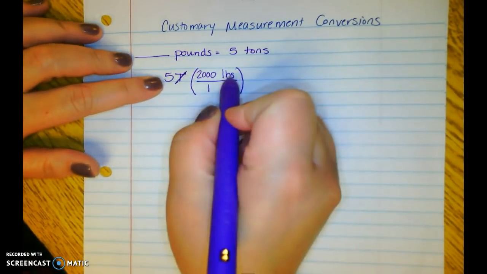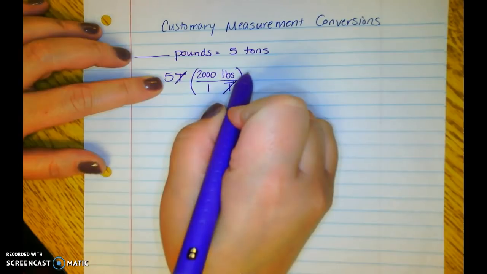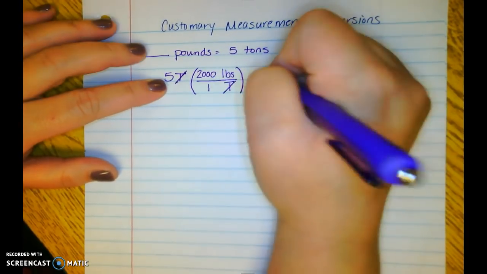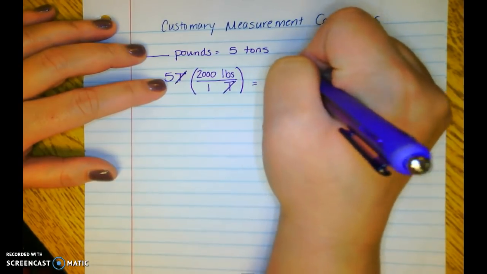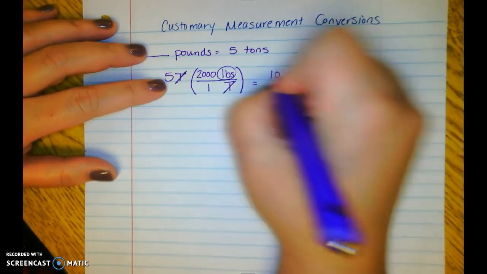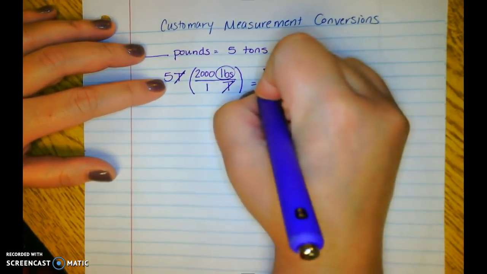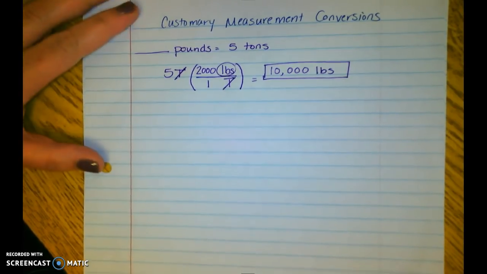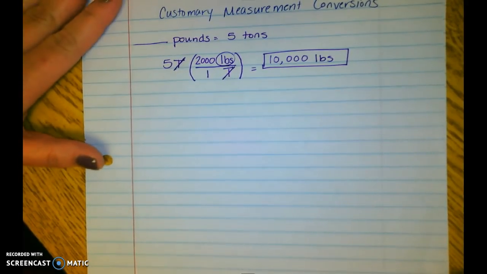And then I can multiply whatever's on top across. So 5 times 2,000 is going to be 10,000. And the only label I'm left with is the pounds. So I'm left with 10,000 pounds as my answer. Okay, we're going to do another one. So we're going to keep practicing.